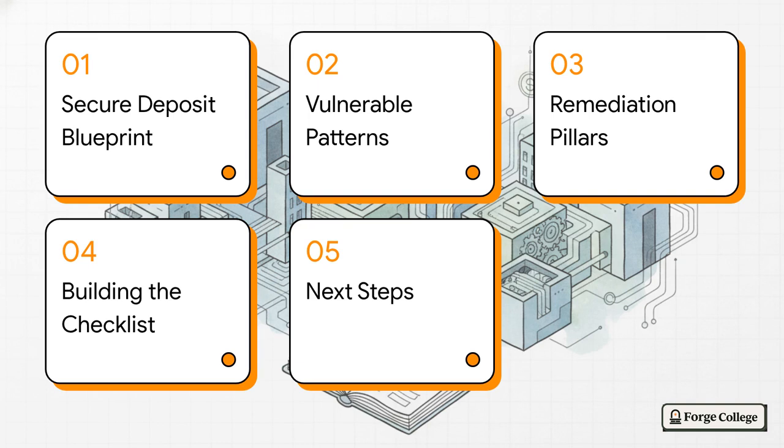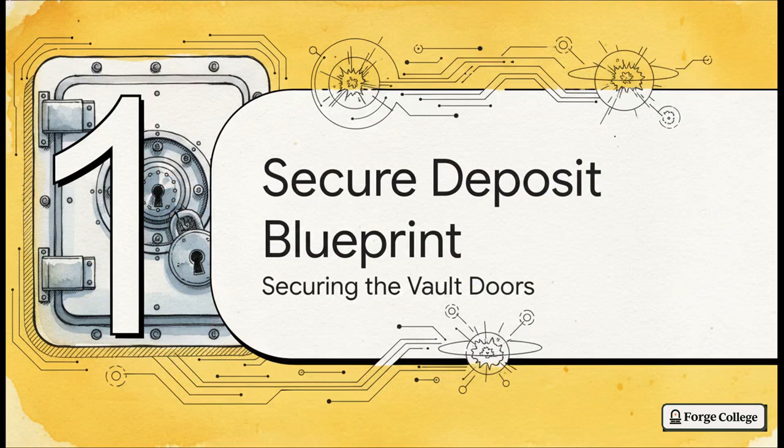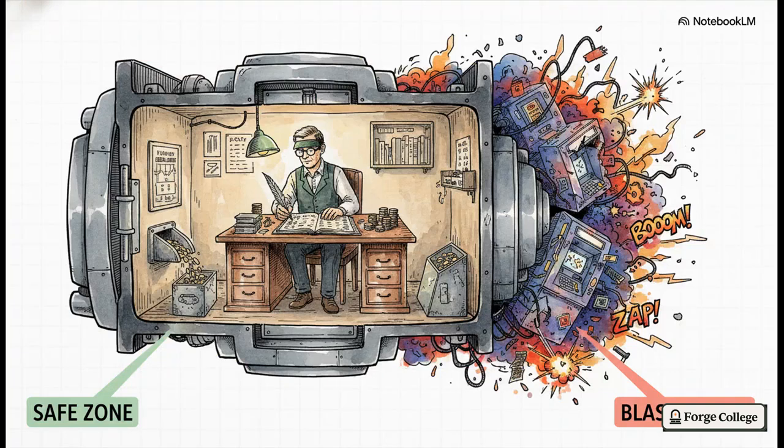Let's dive right in. Section 1, the secure deposit blueprint, securing the vault doors. Okay, so the core philosophy we're working with here is actually pretty simple, but it is absolutely paramount. You have to solidify your deposits first to reduce the blast radius. Now, what does that actually mean in practice? It means treating your deposit functions as pure, highly verifiable state-updating operations. Basically, in plain English, your deposit function should literally just be doing the math and updating the internal ledger.